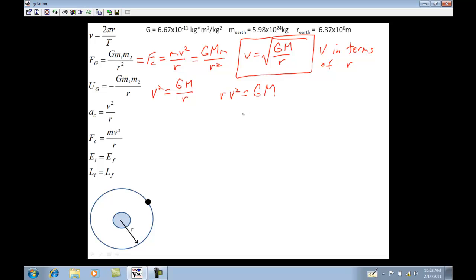So what does that mean? What does that imply, this relationship? R V squared is equal to big G M. What does that imply for any radius and any velocity? What does that imply?